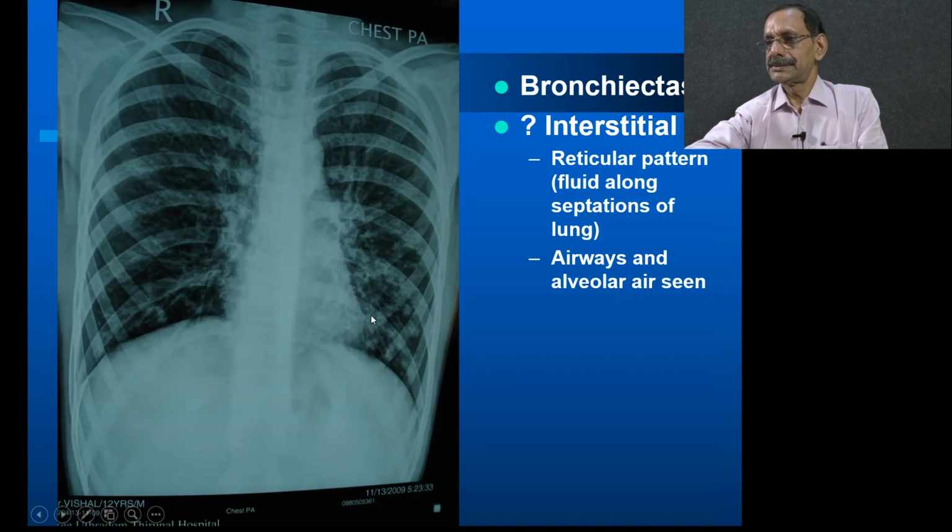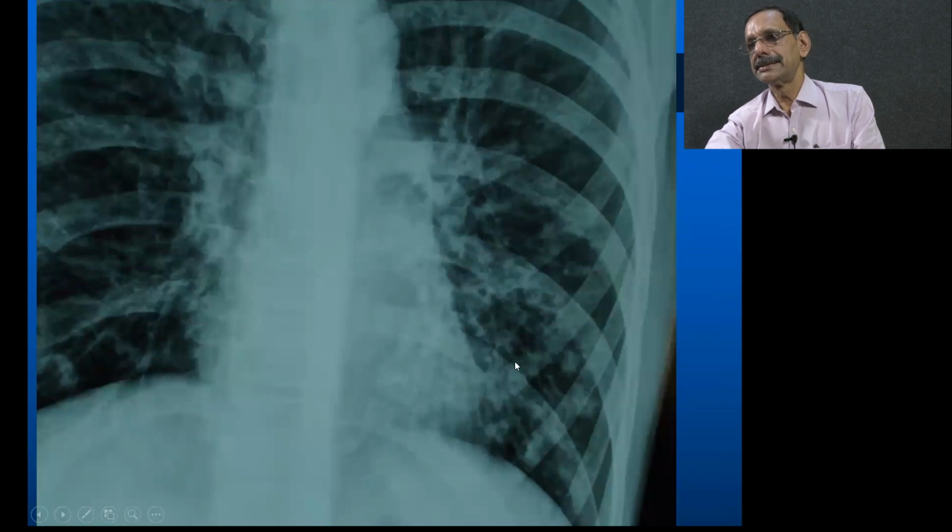So we will see whether, yeah, this is an enlarged picture of the very same X-ray. See, the railroading is there. So this is possibly bronchiectasis only. We need not think of a differential diagnosis.